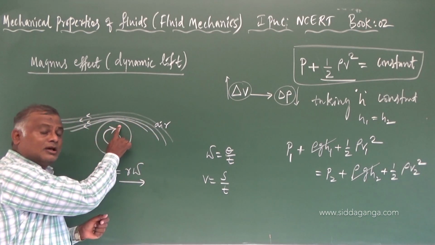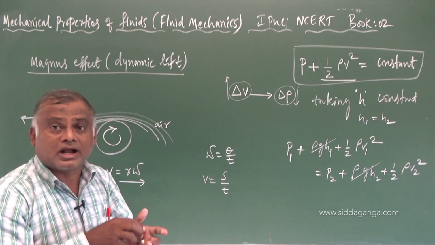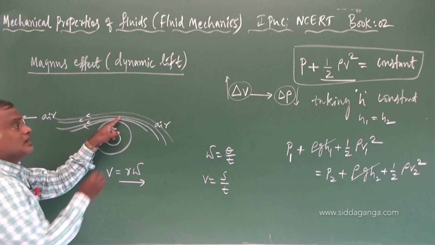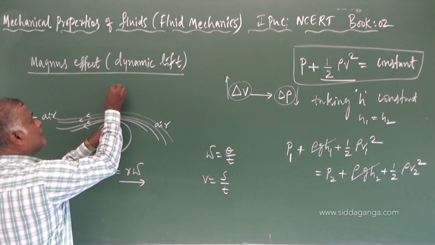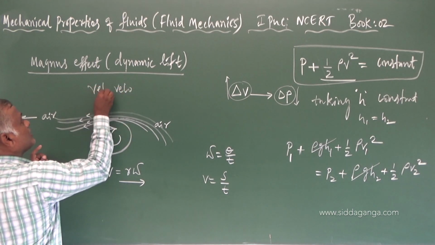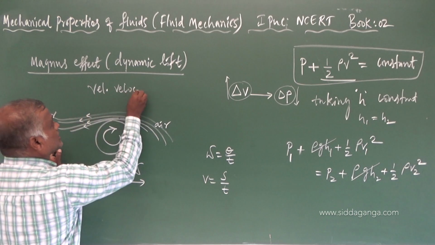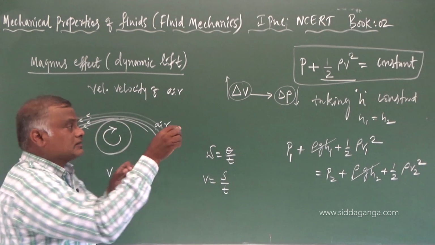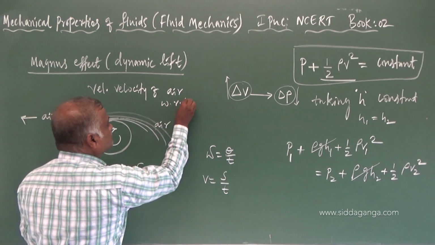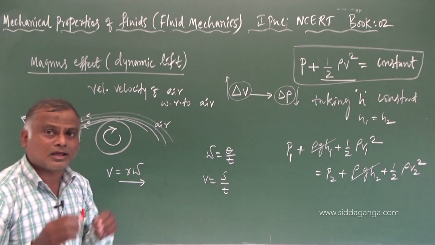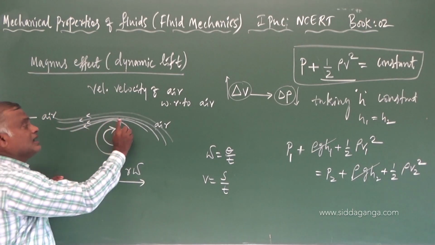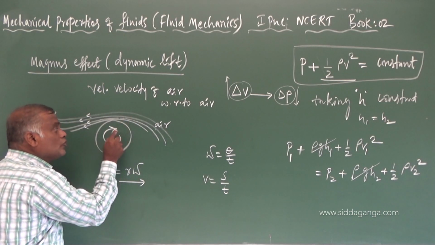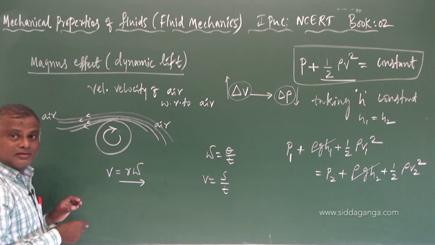The more the roughness, the more the air layers get crowded. As a result of this, understand carefully, the relative velocity of air with respect to air itself. Here air is in contact with the ball, which means the air layers start moving with the speed of the ball.